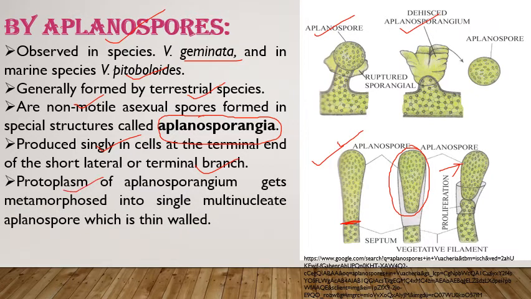And the protoplasm of the aplanosporangium gets metamorphosed into a single multinucleate spore which is non-motile, and it is known as Aplanospore. Aplanospores की जो cell wall है that is also thick because it has to overcome the tough environmental conditions.